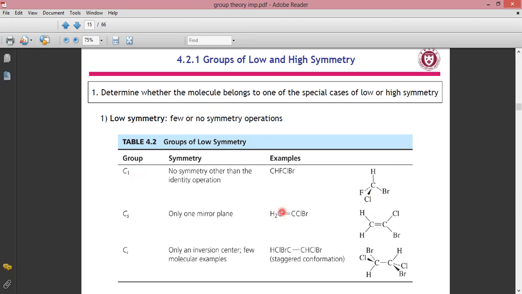Why C1? Because when we rotate this molecule by 360 degrees, it will be the original identical molecule. That is why there is no symmetry other than the identity operation, because identity is always present in the molecule. जब कुछ भी प्रेजेंट नहीं होगा तो आइडेंटिटी डेफिनेटली, क्योंकि जब 360 डिग्री पे रोटेट करेंगे तो वहां पे आपको ओरिजिनल मॉलिक्यूल देखने को मिलेगा.